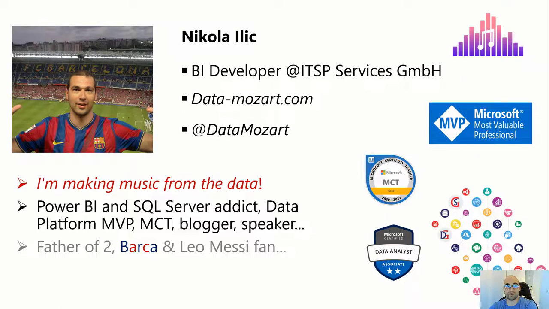My name is Nikola Ilic. I'm originally from Belgrade in Serbia, but for the last 5 years I live in the wonderful city of Salzburg in Austria, where I work as a business intelligence developer at the company ITSP Services. Living in Salzburg was the reason why I've chosen my nickname Data Mozart. I guess you all know that Salzburg is world famous as the birthplace of Wolfgang Amadeus Mozart, so I was brave enough to use his last name as part of my nickname. And that's why my motto is make music from your data.